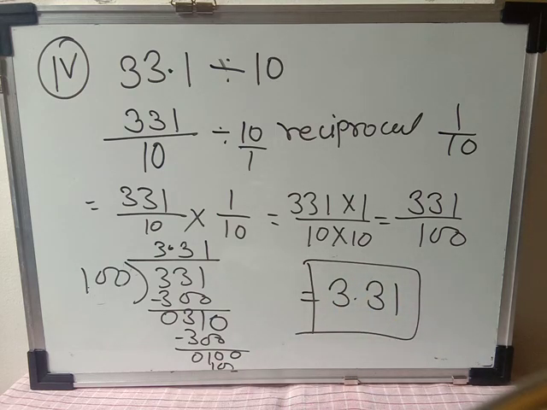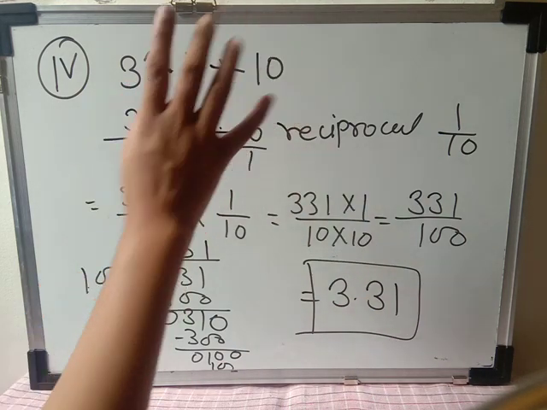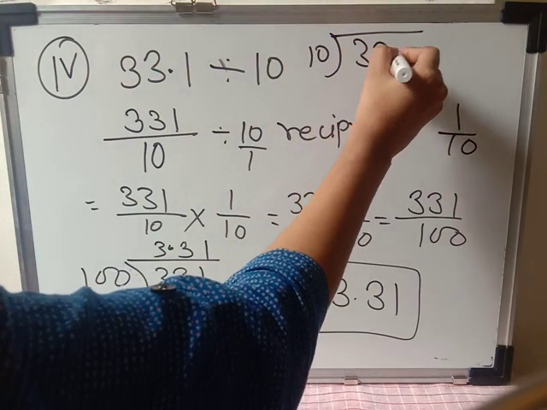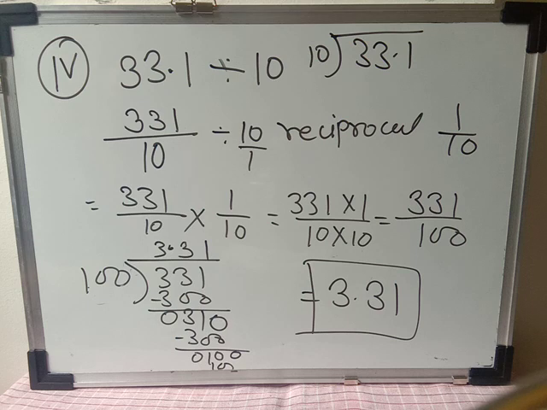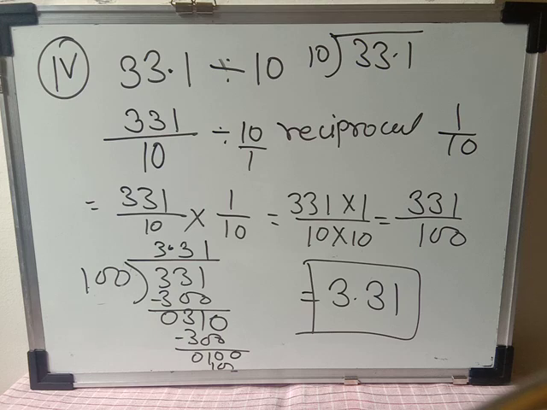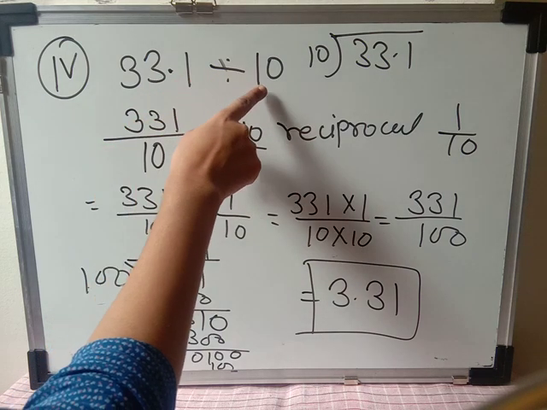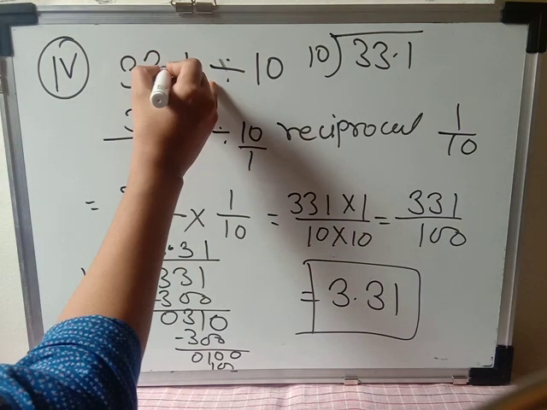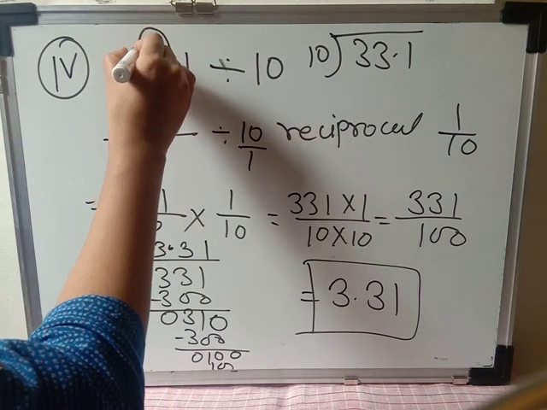So in this way you can do the division, or directly divide, meaning take 10 and 33.1 and do the division, and you will get the same answer, students. That is 3.31, because we have learned that whenever we are dividing a decimal number by 10, the decimal point always moves one place to the left side.